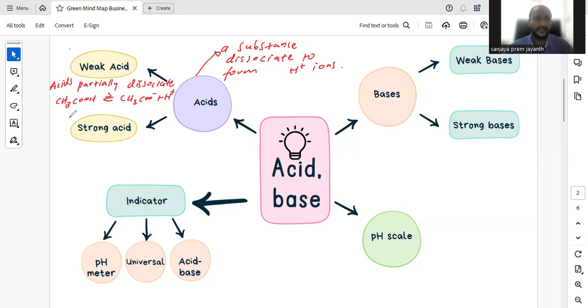If you have 0.1 mole of weak acid, when it dissociates you are not getting 0.1 mole of H+. It depends on the acid. Let's think of something like 0.00001, just like that. Only a very small extent dissociates. A strong acid completely dissociates.